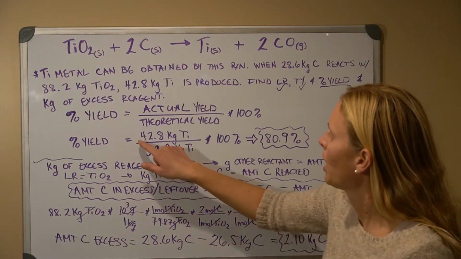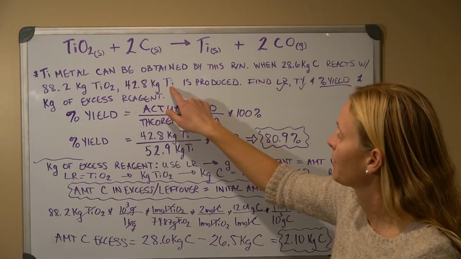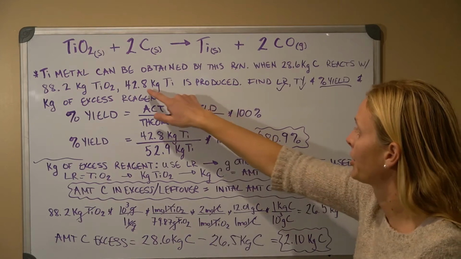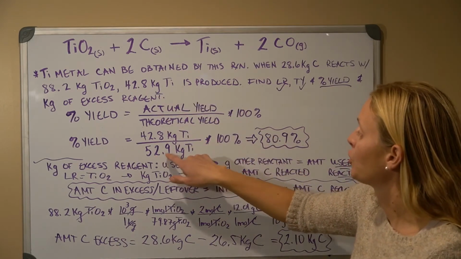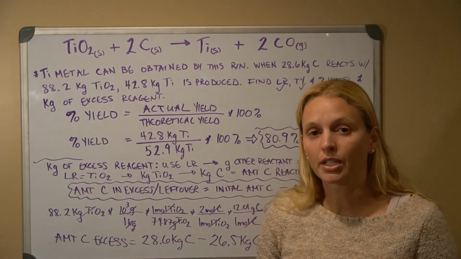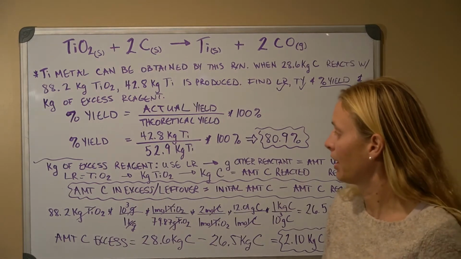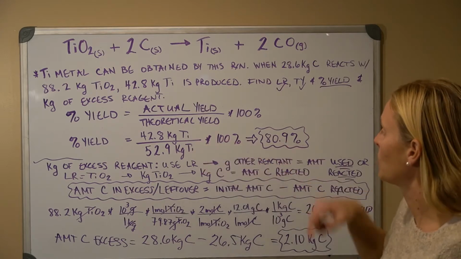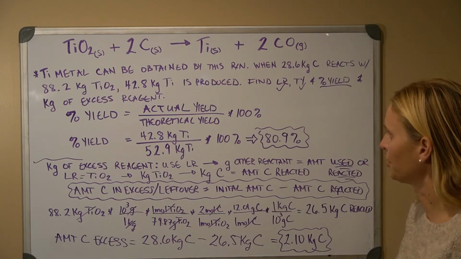Okay, so the actual yield is given in the problem here. It says 42.8 kilograms of titanium is produced. So that's where that number comes from. That's actually how much was made, right? Which goes here in the numerator. And then 52.9 kilograms of titanium, that was our theoretical yield that we calculated from the limiting reactant portion that we just found out, okay? And so we divide those two, and that gives us 80.9%, which is actually a really good yield.